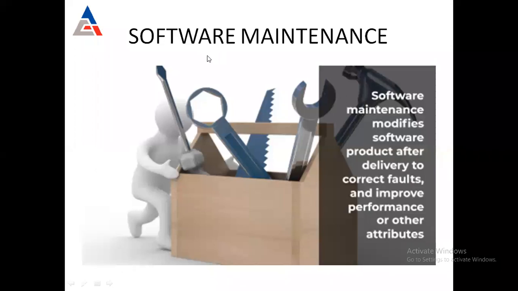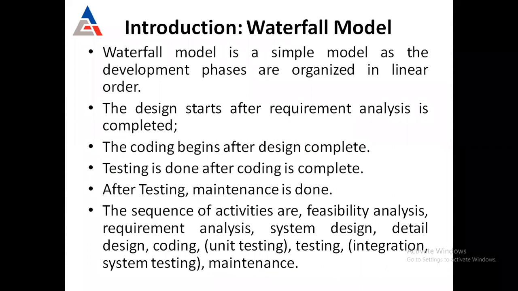So this is all. This is a brief introduction about the waterfall model. Then we go for detail about the waterfall model. What the waterfall model is. So the waterfall model is a simple model as the development phases are organized in linear order. Linear order means the first, then second, then third, then fourth, one by one.